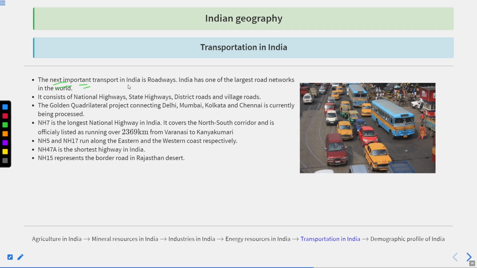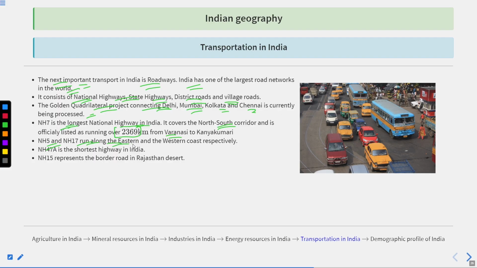The next important transport in India is roadways. India has one of the largest road networks in the world, consisting of national highways, state highways, district roads, and village roads. The Golden Quadrilateral project connects Delhi, Mumbai, Kolkata, and Chennai, the major hubs of India, and is still being completed. NH7 is the longest national highway in India. It covers the north-south corridor and is officially listed as running over 2,369 kilometers from Varanasi to Kanyakumari.